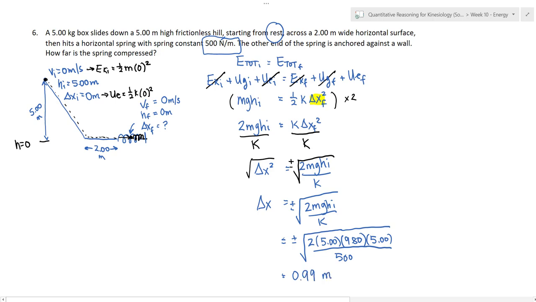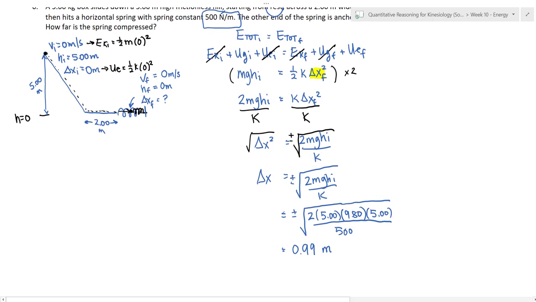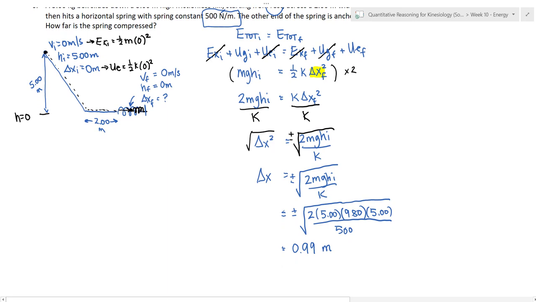Now the question's asking how far is it compressed. There's a plus or minus in front of here. The plus is if the spring got stretched, the minus is if the spring got compressed. But the question's asking how far is it getting compressed, so we can just say it got compressed 0.99 meters, and we wouldn't have to put in a negative in front. Okay, so that's it. The final answer is that the spring got compressed 0.99 meters.